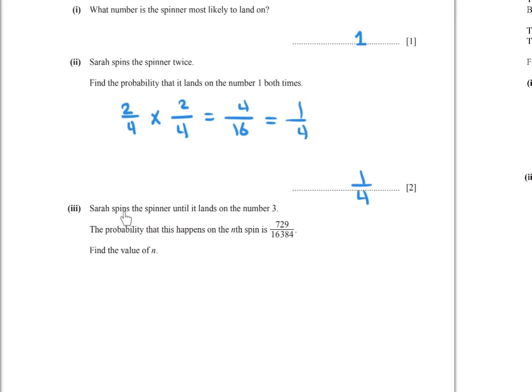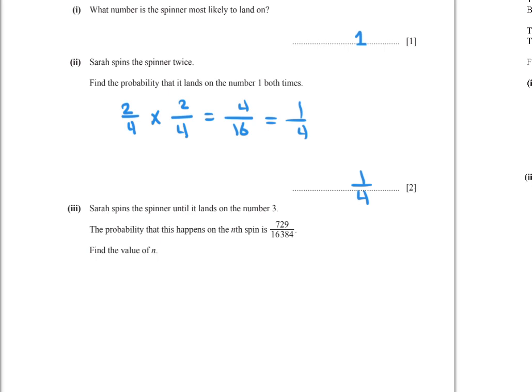Part iii. Sarah spins the spinner until it lands on the number 3. The probability that this happens on the nth spin is 729 over 16,384. Find the value of n.